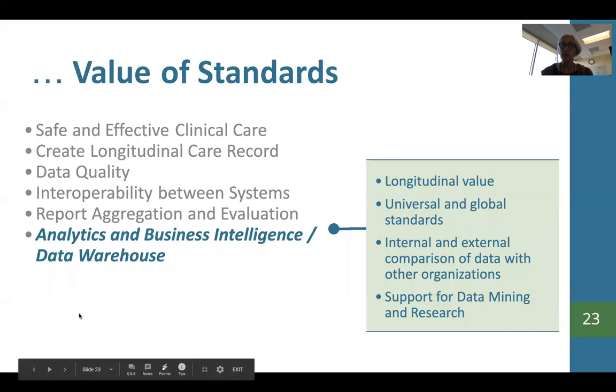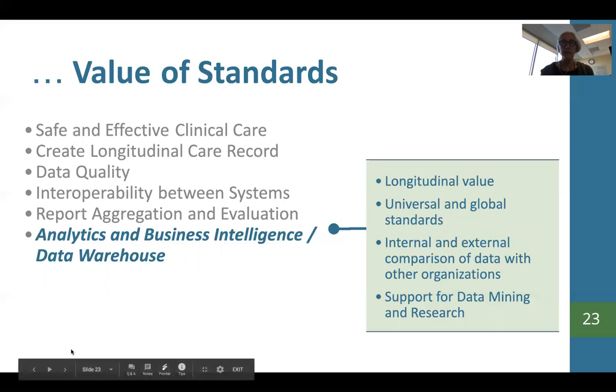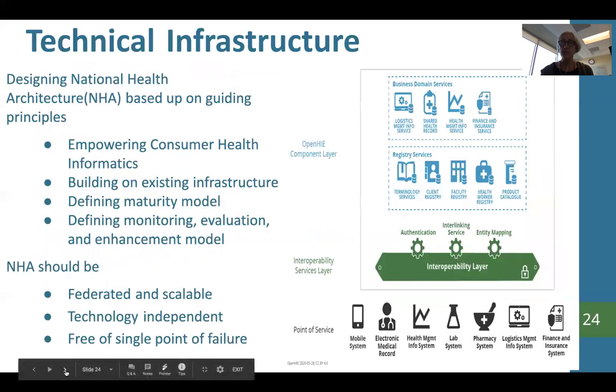How do we know that what's happening in one population is consistent with what we're looking at in another population? Because the standards allow us to do apples to apples, it supports the ability for there to be a data warehouse. Now, what's the technical infrastructure?